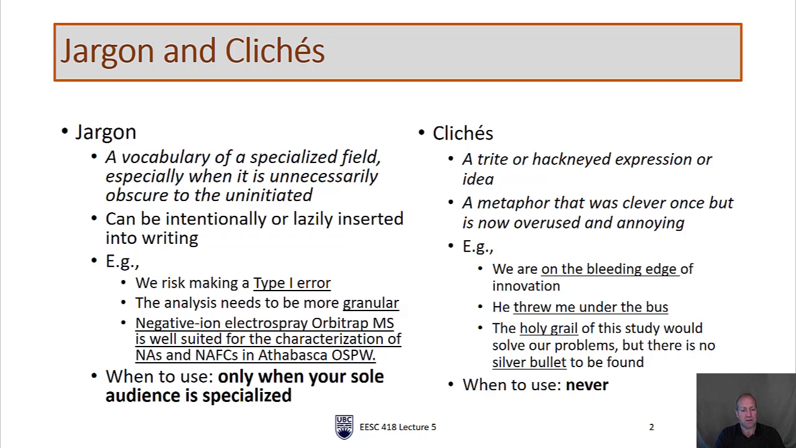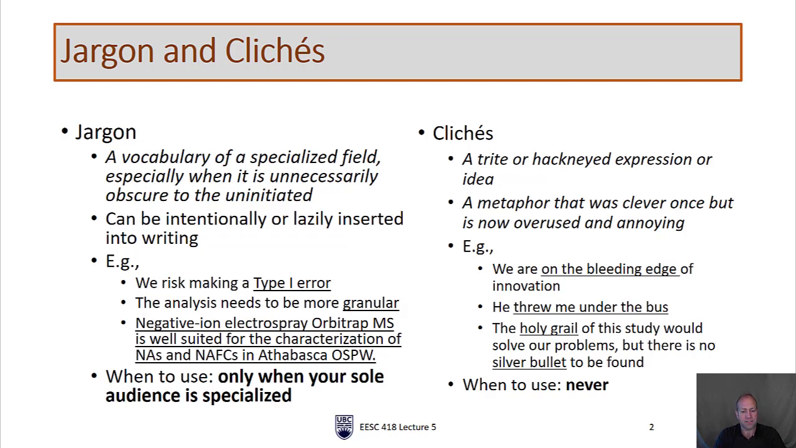I'll just throw a couple of examples out there. So you might see this in some sort of writing: We risk making a type 1 error. Now, unless you're a statistician, you probably don't remember the difference between a type 1 error and a type 2 error. Very few people will actually be able to read this and know exactly what you're talking about. The analysis needs to be more granular. Well, that's kind of jargon that you might hear when people are discussing the findings of a report. What exactly does that mean? Well, you could just say more detailed.